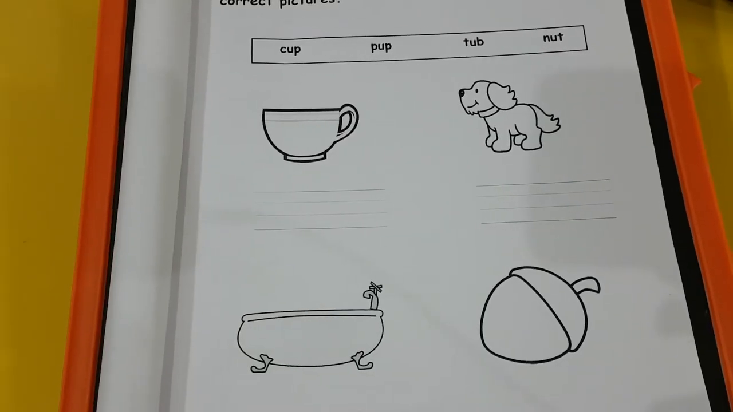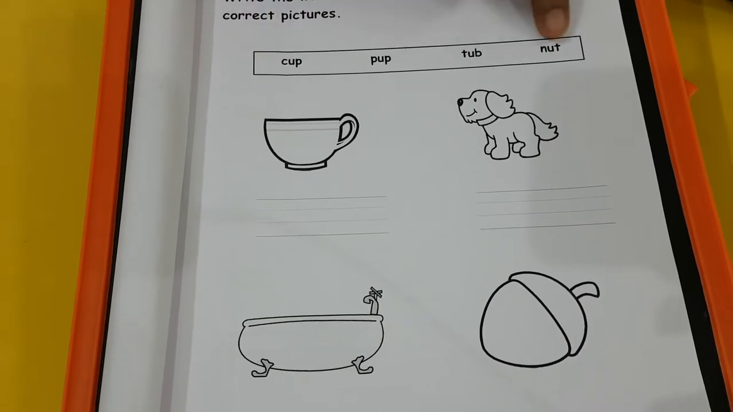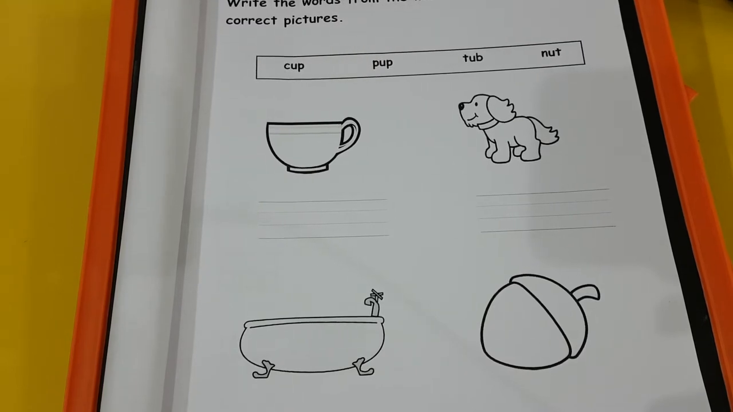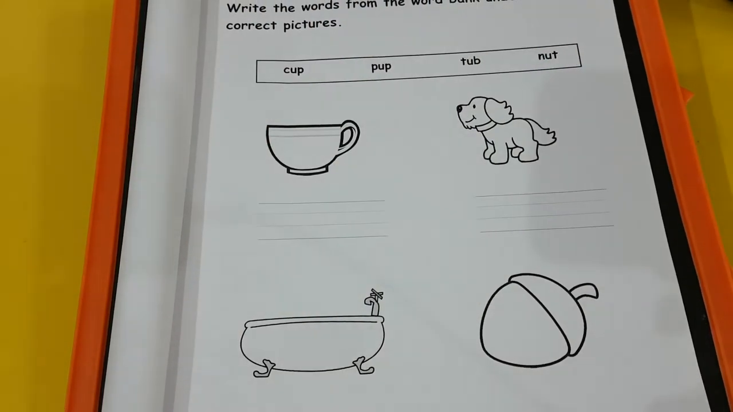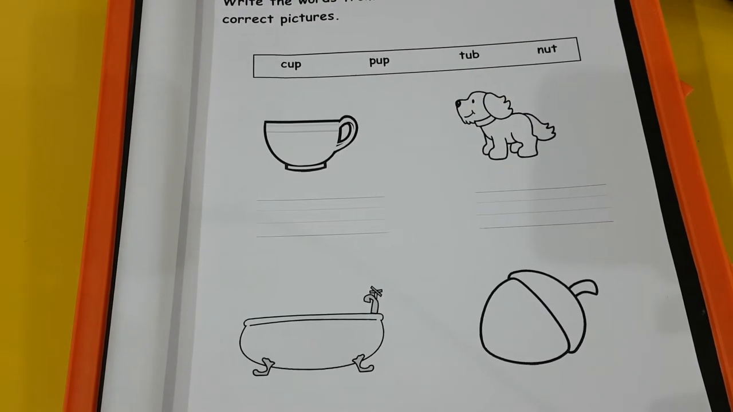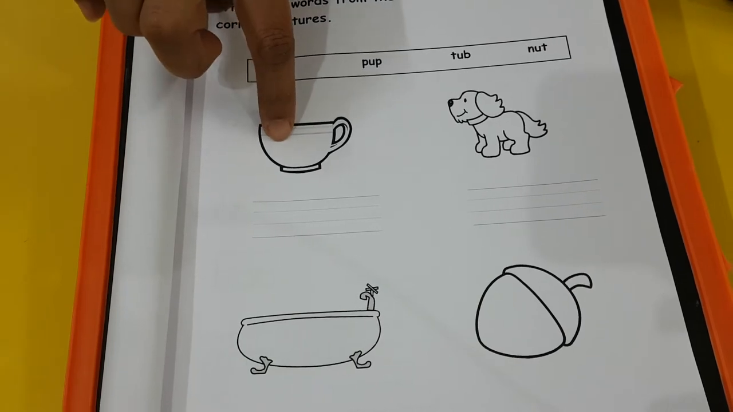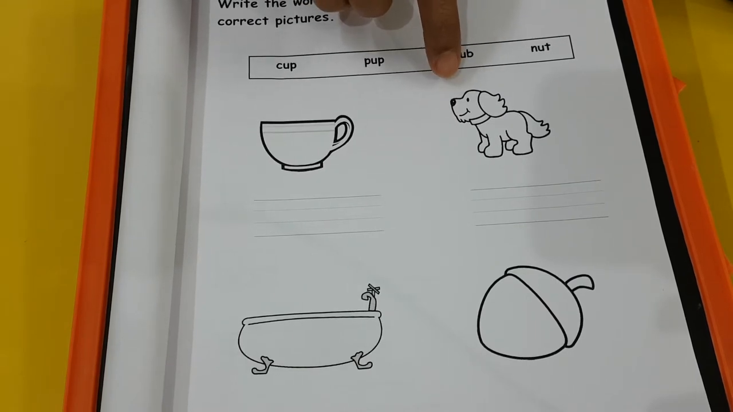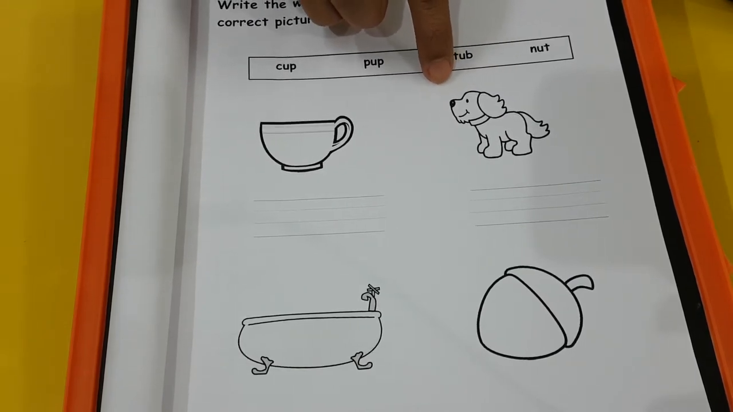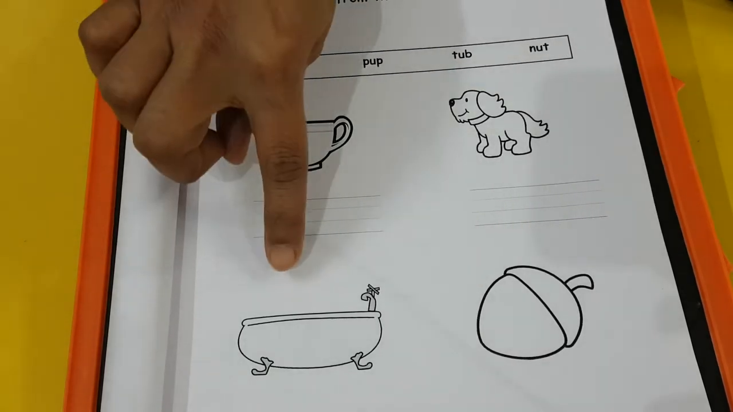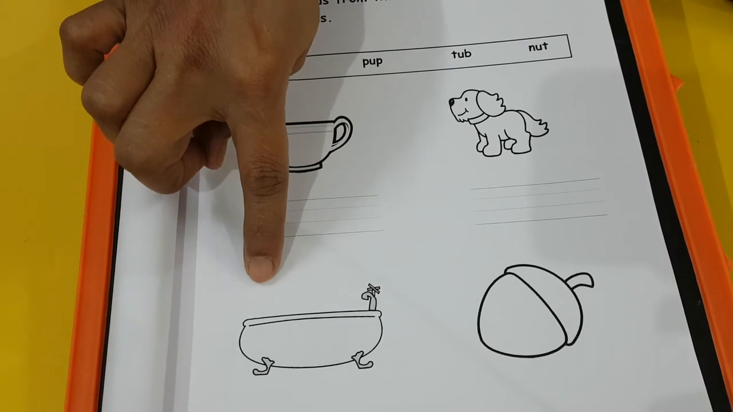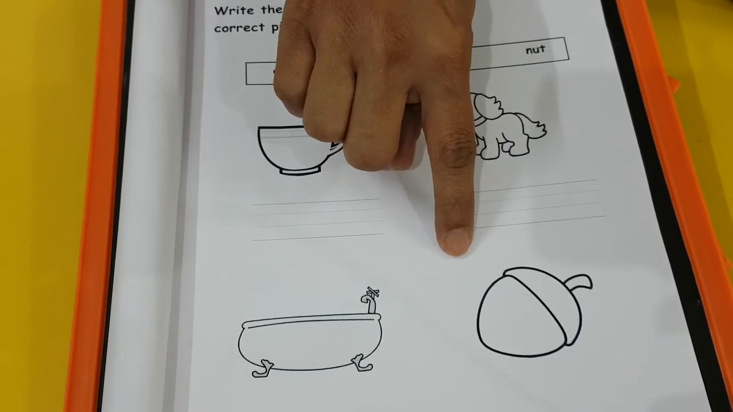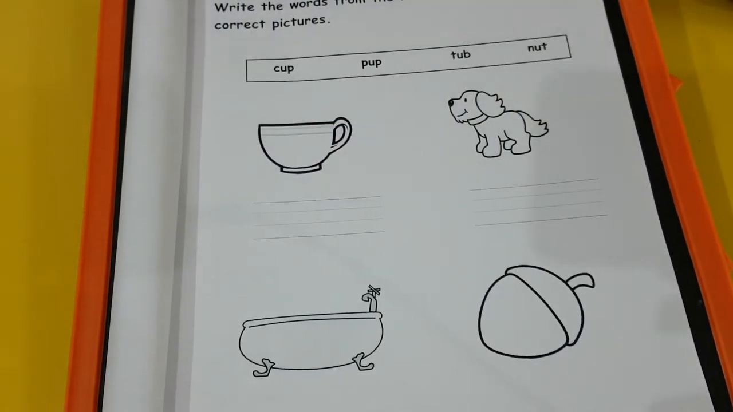In page number 5, you will see the word bank of words we learned just now, we finished reading, right? So those words will be there. You have to read it and then match it with the pictures. I'll just explain the pictures to you so that when you read it, it will be helpful. It's a cup. This is a pup. A puppy. Okay, not a dog. It's a pup. A short name for puppy. Then this is a tub. A tub in which you can take a bath. And that's a nut. A nut like an acorn. Nut.